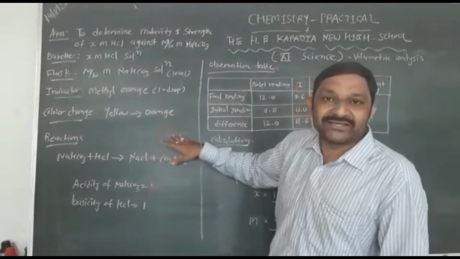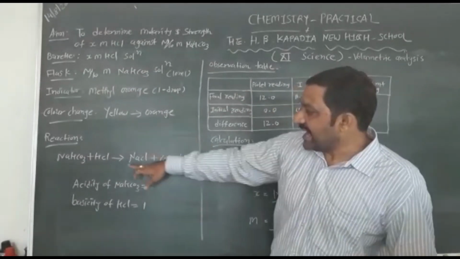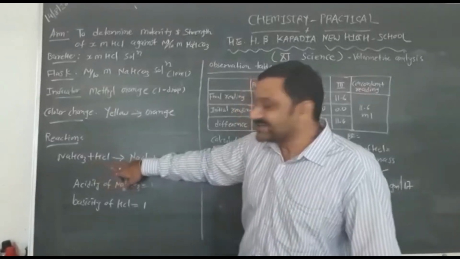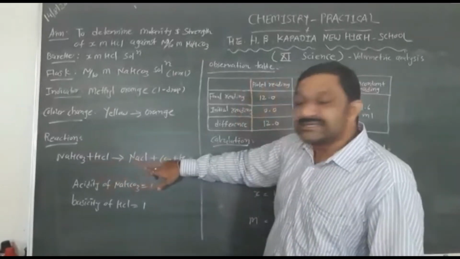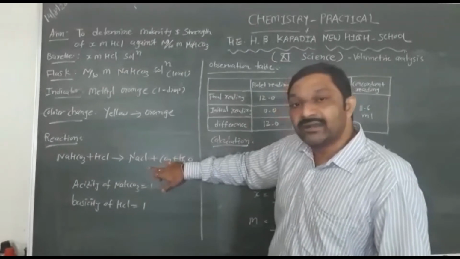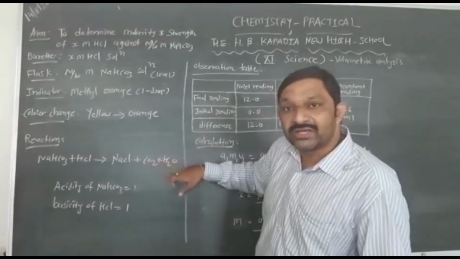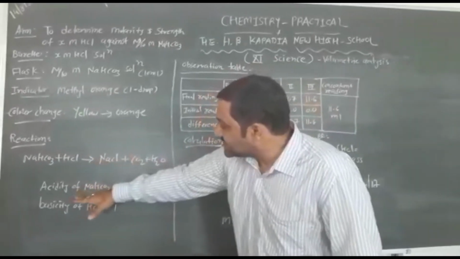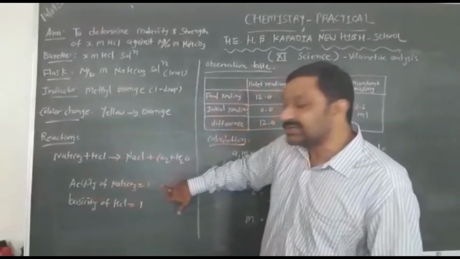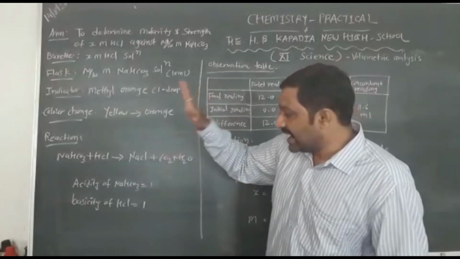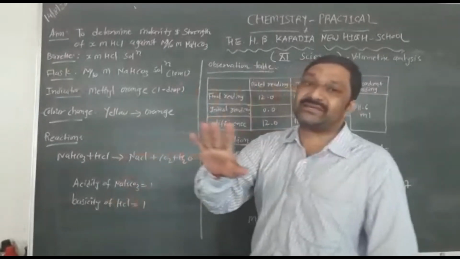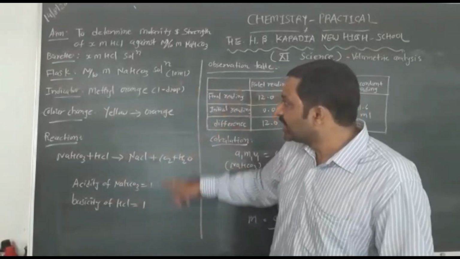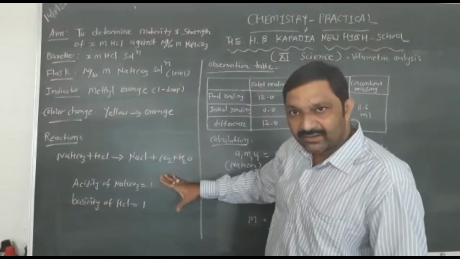Now the reaction is here: NaHCO3 plus HCl is equal to NaCl plus CO2 plus H2O. Here the acidity of NaHCO3 is 1 and the basicity of HCl is 1. Both are 1. So here is your practical.